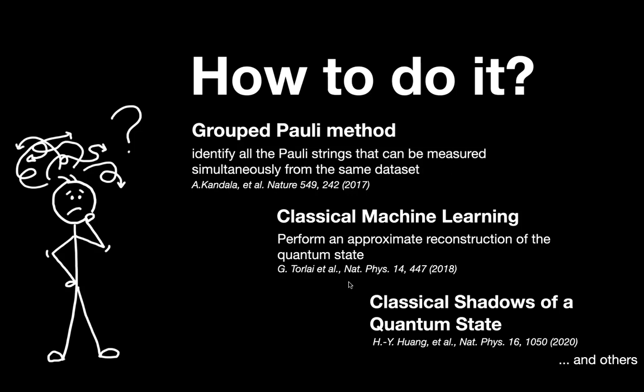Then alternatively, one can think of using classical machine learning, so perform an approximate reconstruction of the quantum state rather than full state tomography. And very recently, the approach of classical shadows became very popular, especially in the quantum information community, among people using near-term quantum devices. In this case, you wouldn't reconstruct really, it's similar to tomography, but it is more efficient than tomography. I will not make a direct comparison with that, but it is also one of the most interesting approaches.